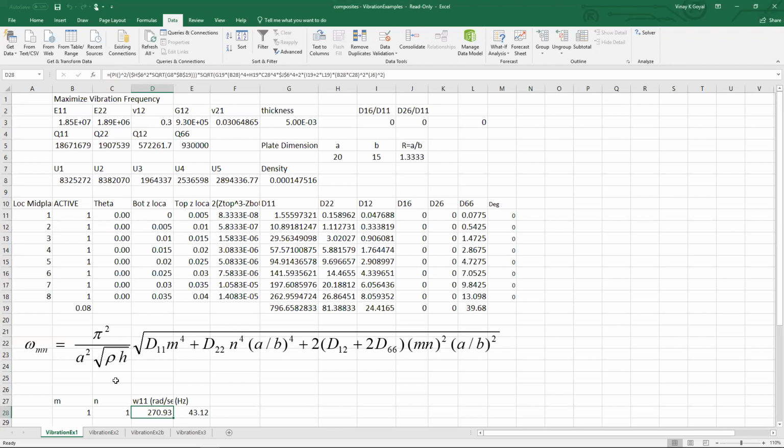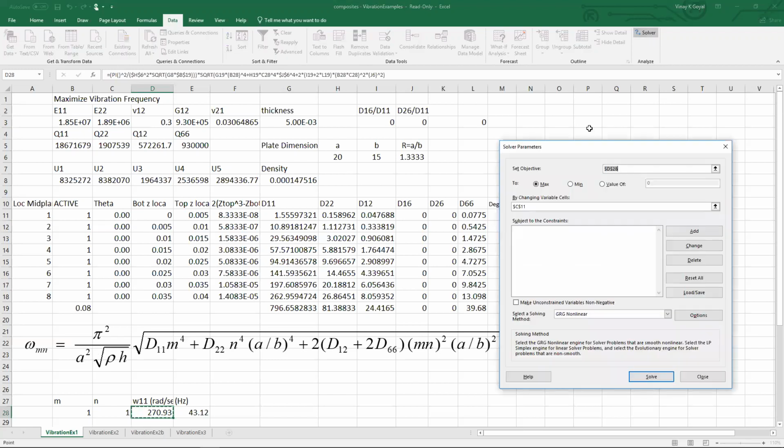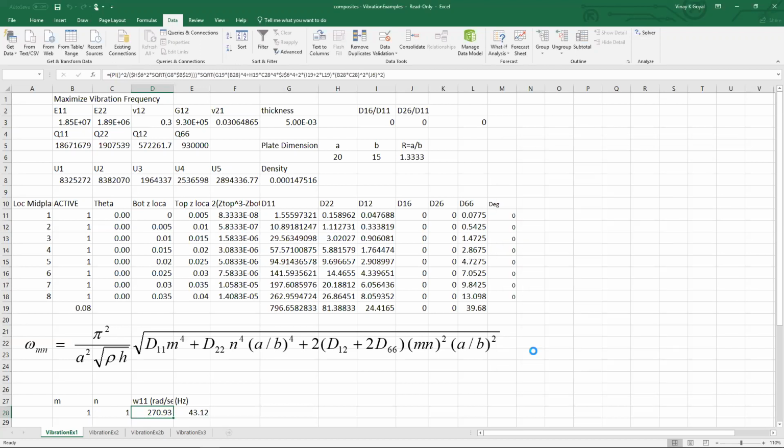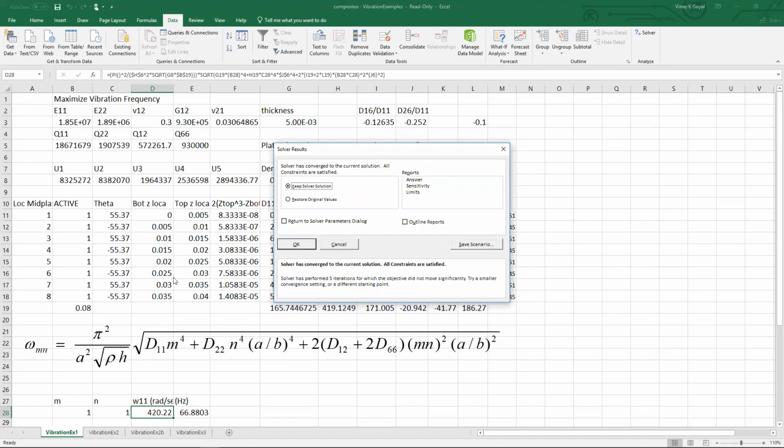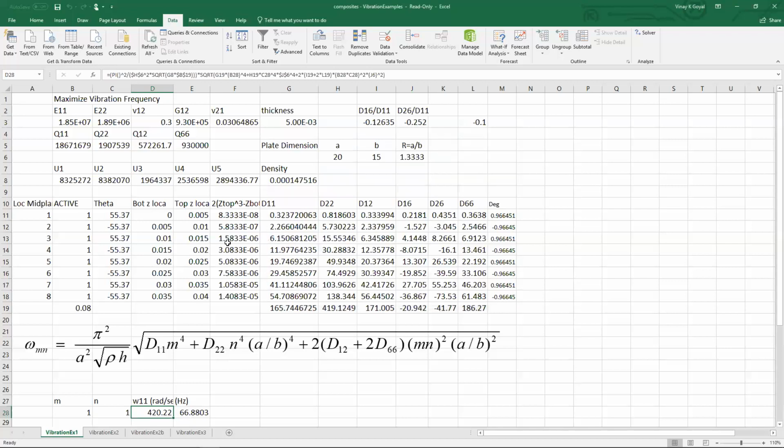One option is to start with 0 degrees, and we could then go from there. We go to Data and then Solver, and what we want to do is maximize this particular value. We hit solve, and when we do that, we find the actual answer is 55 degrees for the ply angle, plus minus 55 degrees. You can see here that the frequency did increase to 67, and that is the maximum value. You could play around, and you can see that is the actual solution to the problem.